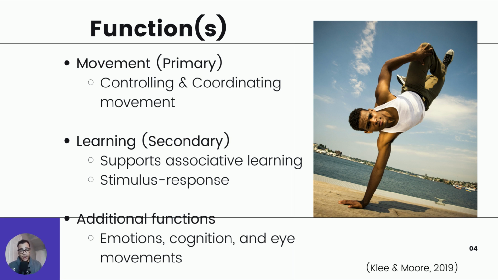Learning-wise is a secondary function, and that means it supports associative learning, also known as stimulus-response or habit learning. So in other words, it makes that association when you flip a switch and a light comes on. That the basal ganglia plays a role in that. Or that when you twist the doorknob and open the door, it makes that association or connection. So it plays a role in that. Additional functions are emotion, cognition, and eye movement.